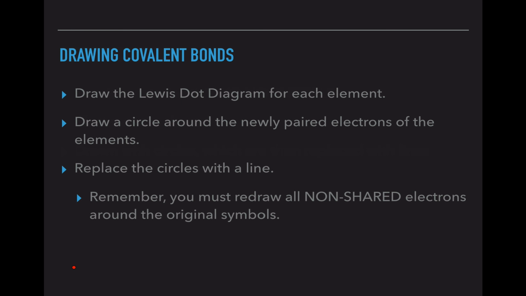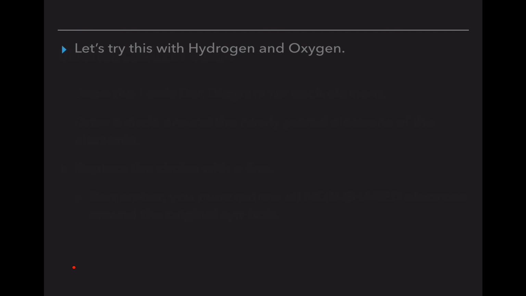Remember, you must redraw all non-shared electrons around the original symbols. I want to be able to see how many electrons are there. So you can count the electrons individually, and then each line represents an extra 2 electrons. So we're going to try this out with hydrogen and oxygen. Hydrogen has a single valence electron, and oxygen has 6.